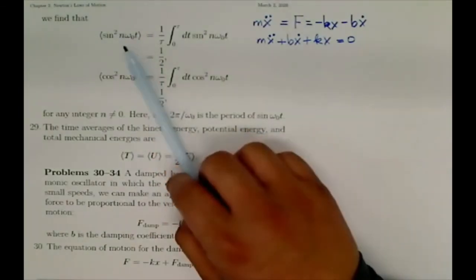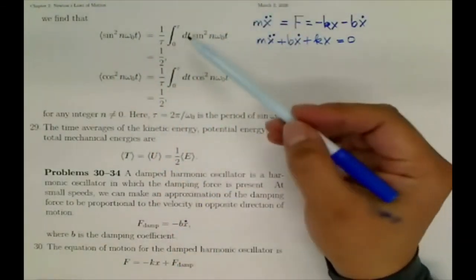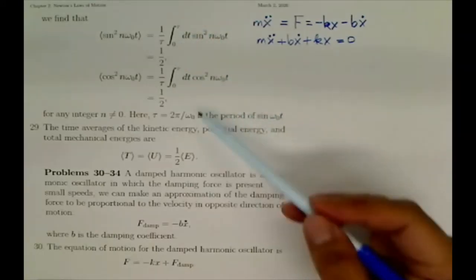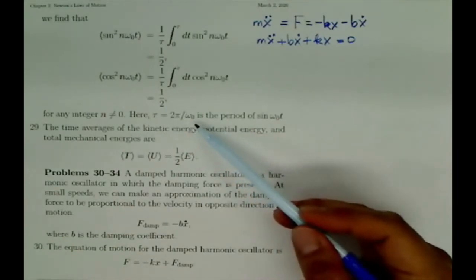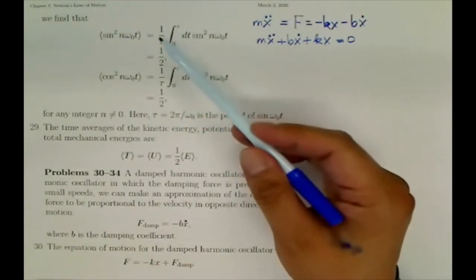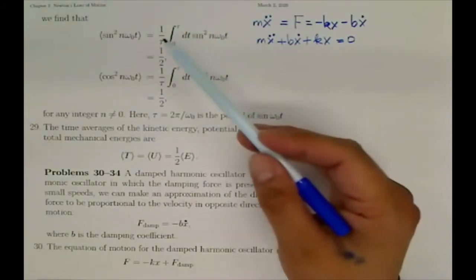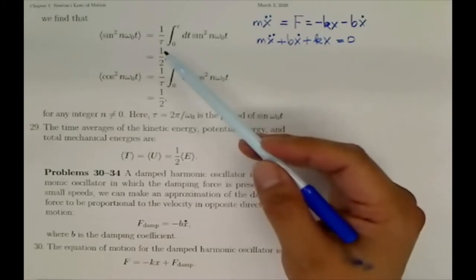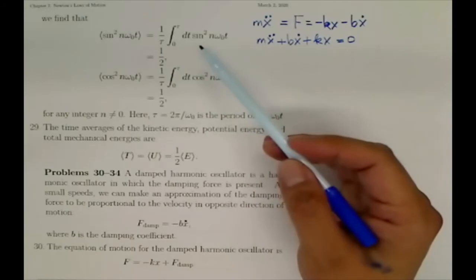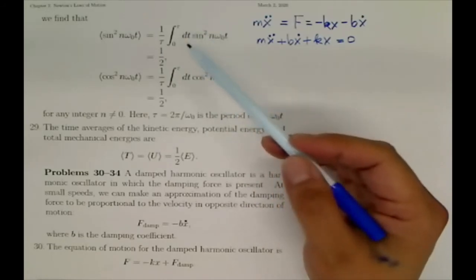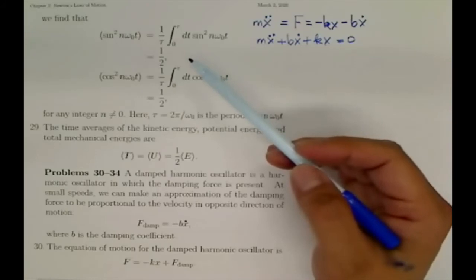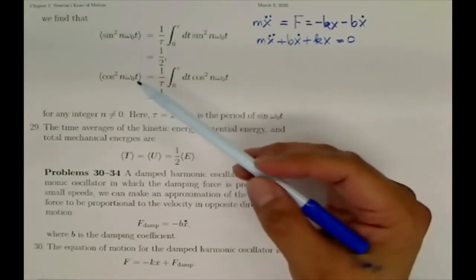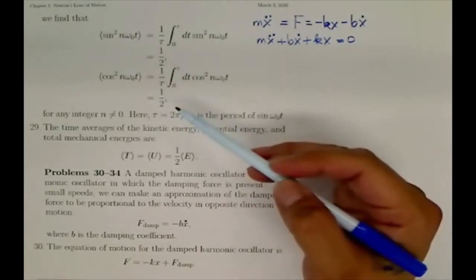The time average value means integrating over a period, 0 to tau, where tau is 2 pi over omega 0, and dividing this whole integral by the period. Then you will find that the sinusoidal function contribution cancels exactly in this integral, and only the constant term 1/2 survives. So the sine squared and cosine squared time averages should be 1/2 exactly.